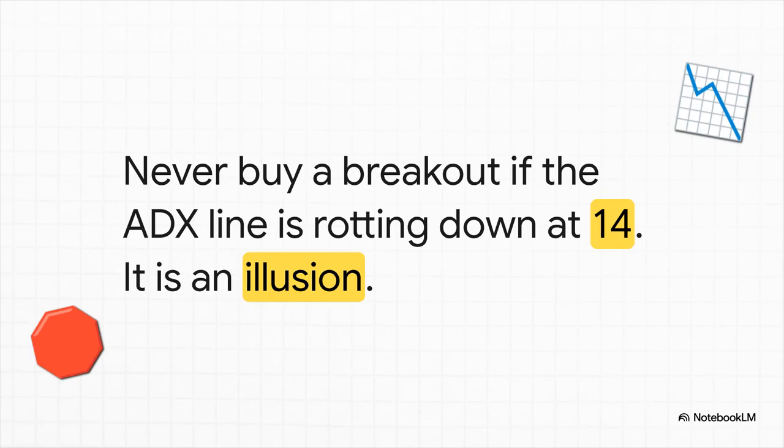Let's use a really concrete example to tie this together with day 123's lesson. Say an asset attempts to break out above a major horizontal volume profile POC node. Looks great, right? But if the daily ADX line is sitting dead at 14, you know mathematically that the move is a retail illusion. It completely lacks institutional sponsorship. It's a trap, and it will fail.